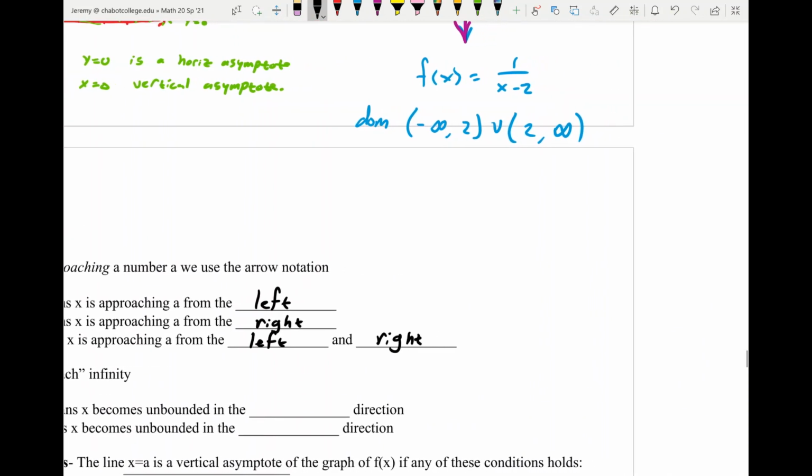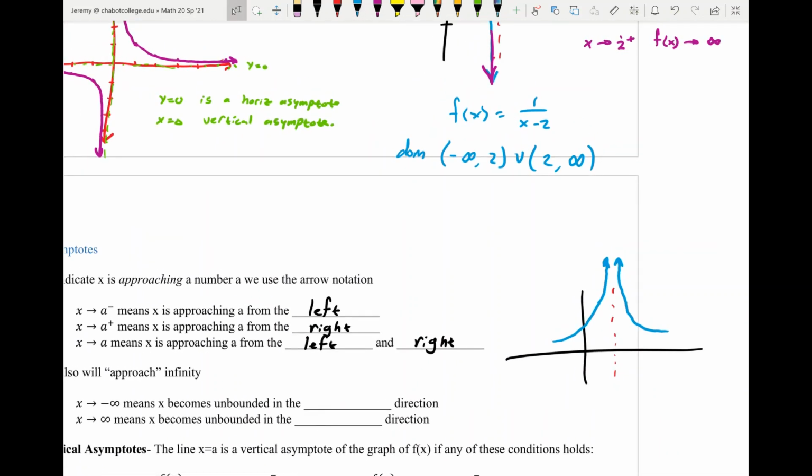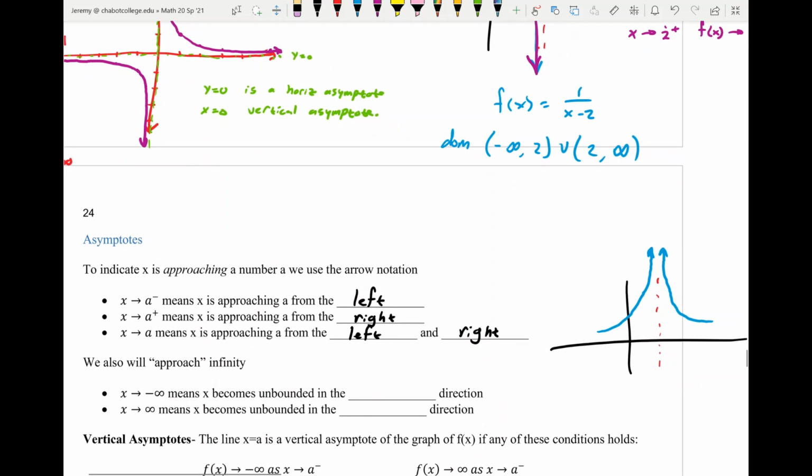Every so often we'll have an asymptote that looks something like that, and maybe the behavior of the function looks like this, where it's approaching positive infinity from the left and from the right. So if the limits from the left and the right of a are both going to positive infinity or both going to negative infinity, then we can just use this notation, which communicates that the left and the right side have the same behavior.